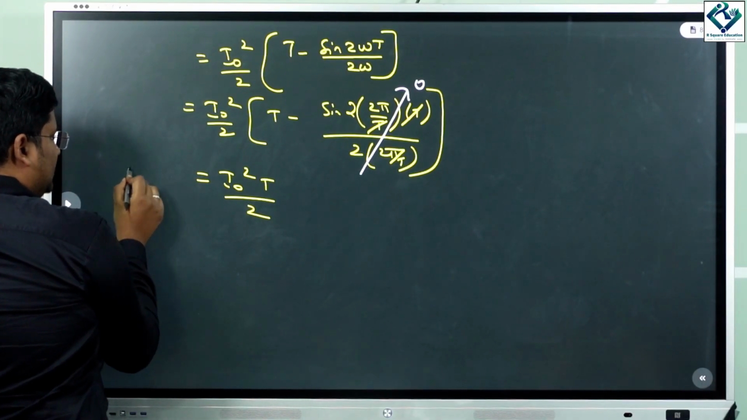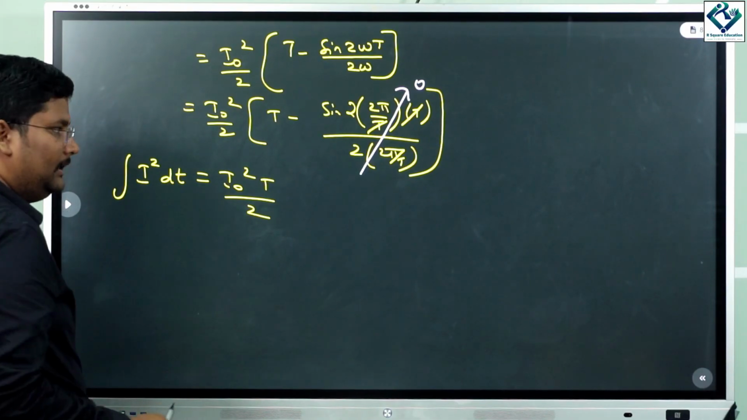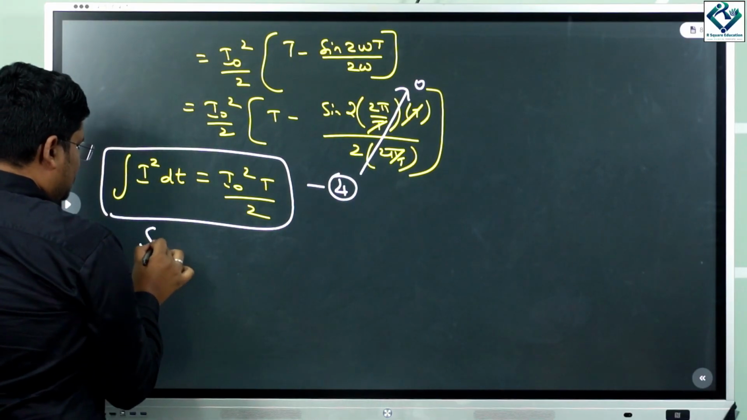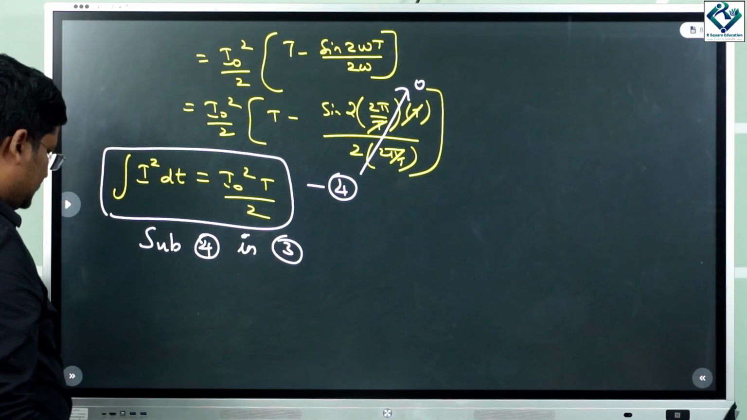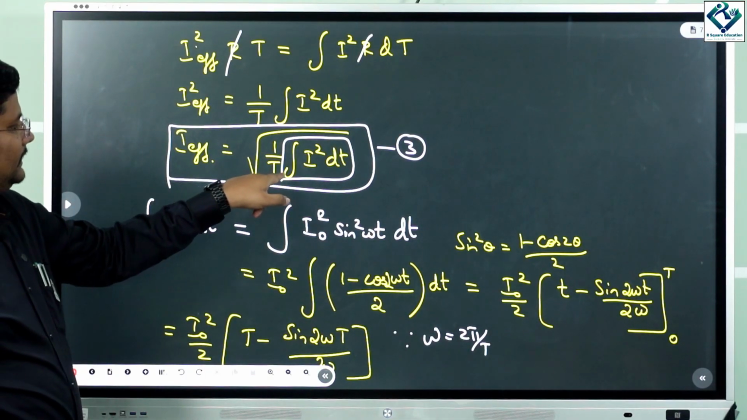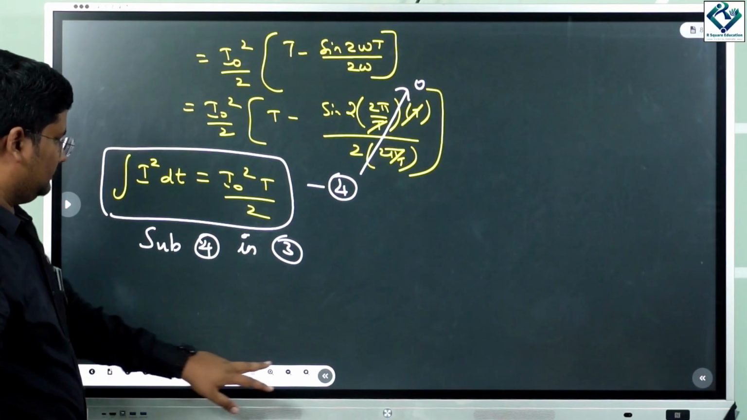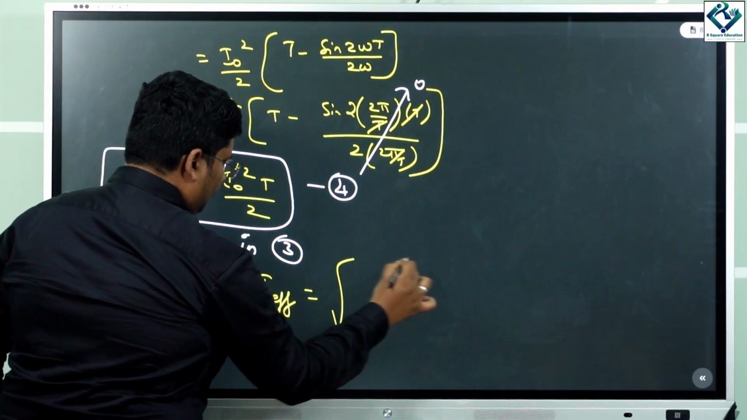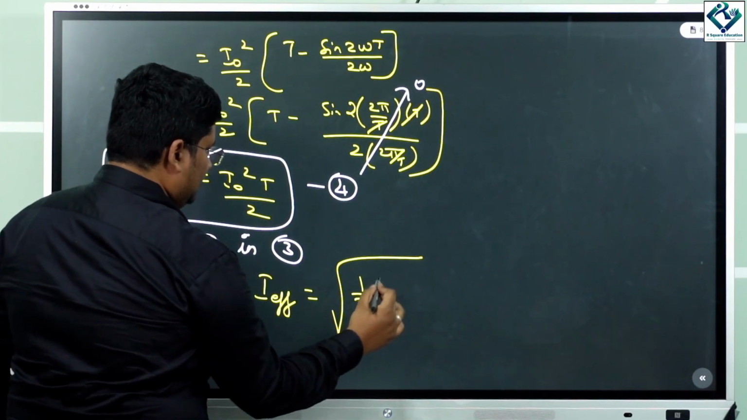What is this? Actually it is integral I square dt. Correct? Let this be the fourth equation. So substitute 4 in 3. So what is your third equation? I effective is equal to root of 1 by T integral I square dt. So you have to just substitute this here. What is 1 by T integral I square dt?